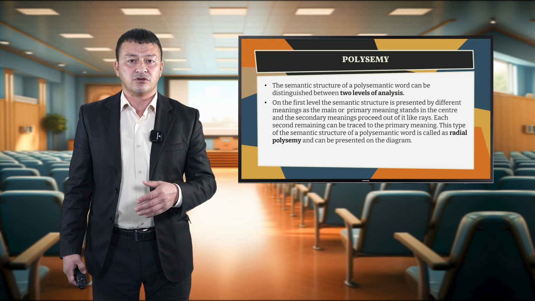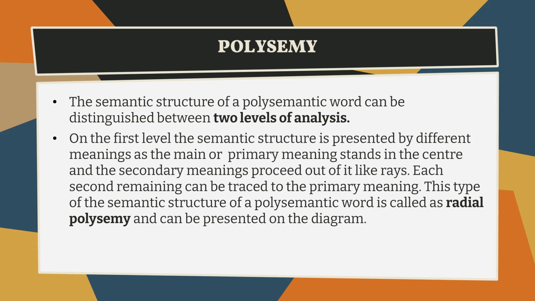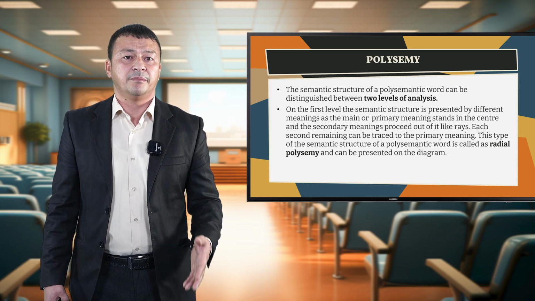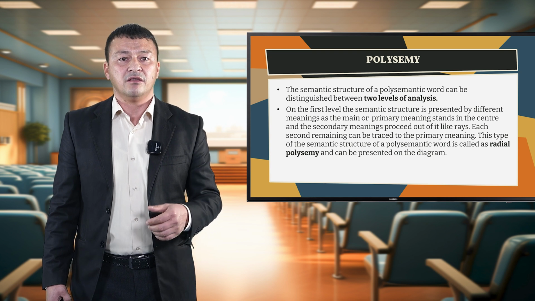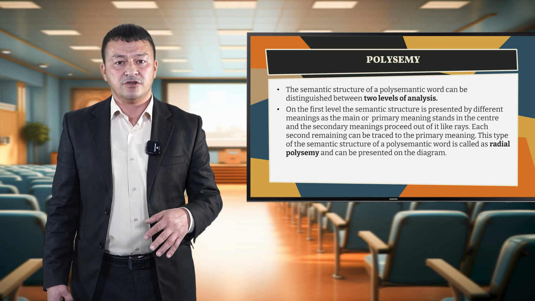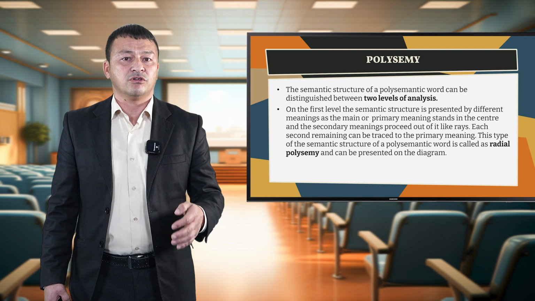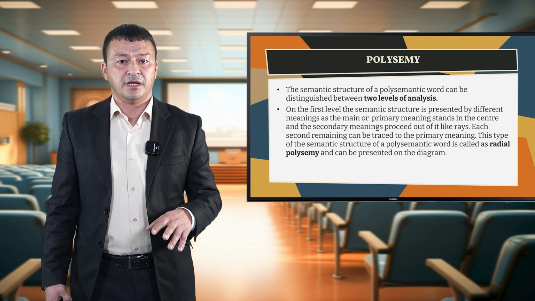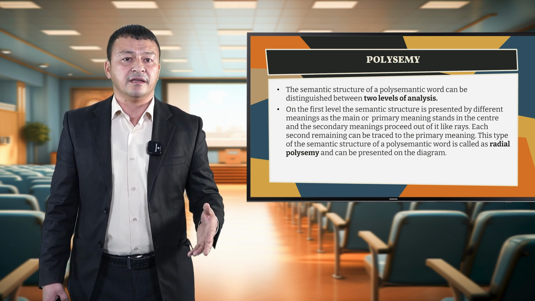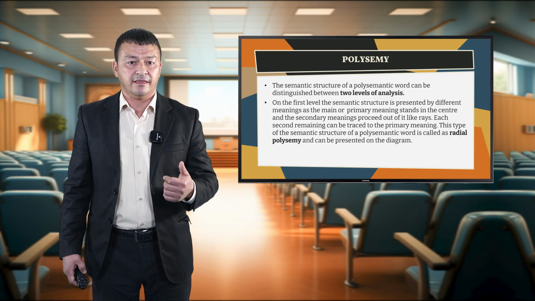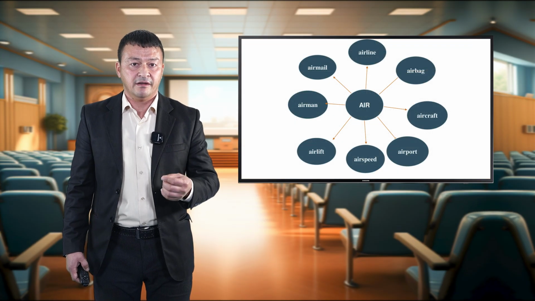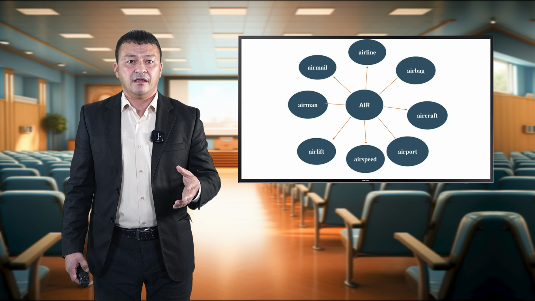The semantic structure of a polysemantic word can be distinguished on two levels of analysis. In such cases, we have polysemantic words. On the first level, the semantic structure is represented by different meanings, where the main or primary meaning stands in the center, and the secondary meanings proceed out of it like rays. Each secondary meaning can be traced to the primary meaning. This type of semantic structure of a polysemantic word is called radial polysemy and can be presented in a diagram. For example: air, airline, airmail, airman, etc.